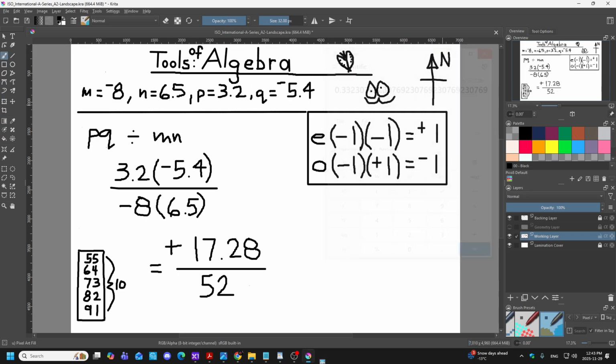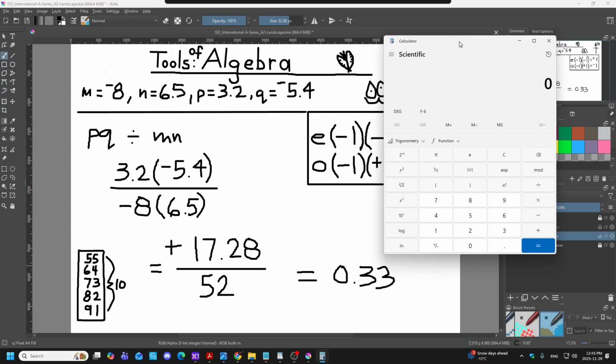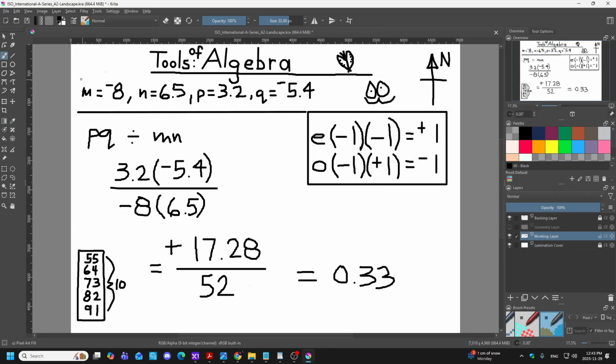I'm going to just say 0.33. Okay, and that's a positive value. And if you like, I will show you and confirm. 17.28 divided by 52, 0.33. It's kind of calculator shortcuts, tips, and tricks. Look at that. I could even do that as well.